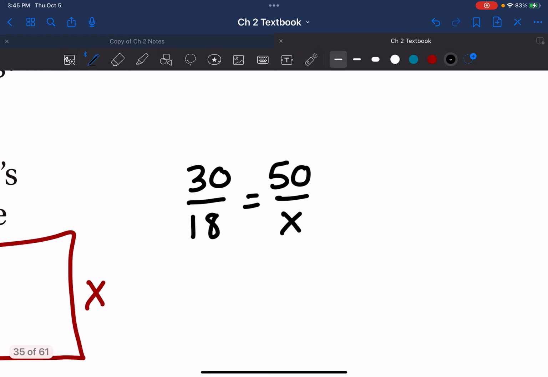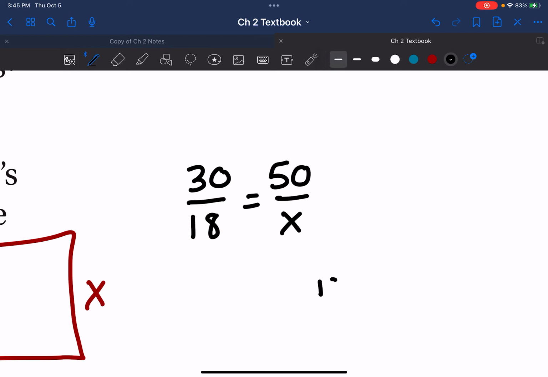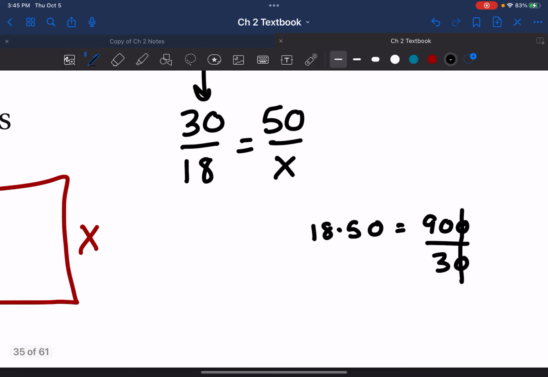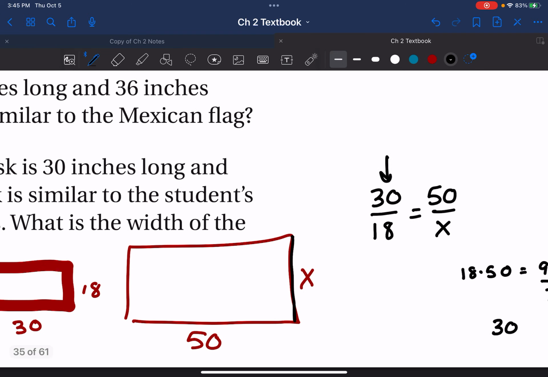To solve this, we can do times divide. Take these two times each other, divide by the little loner. 18 times 50 is equal to 900. We're going to divide that by the loner who had no friends. Remember, you can cross out some zeros to make this easier on yourself. It's 90 divided by 3, which is 30. So, what is the side length of that desk for the teacher? 30 inches.